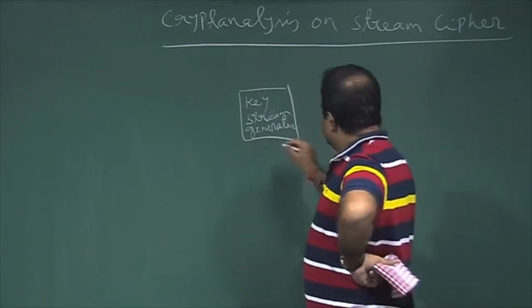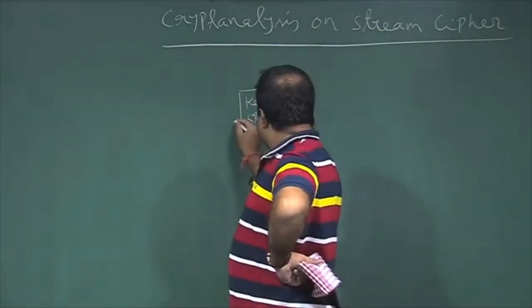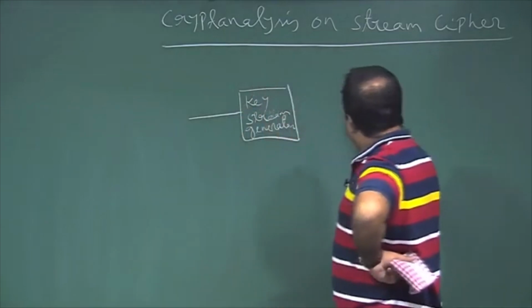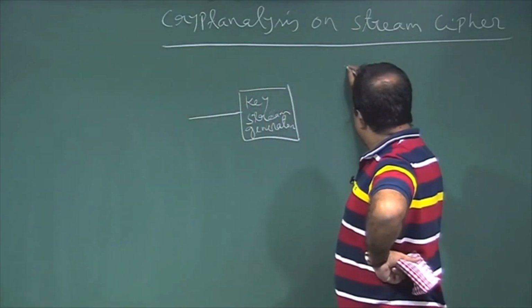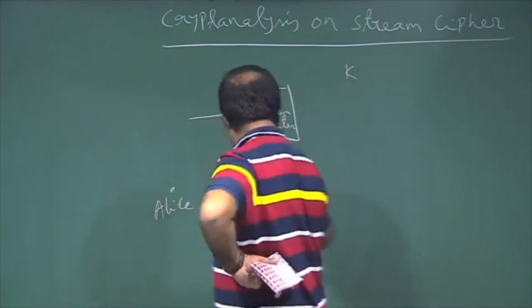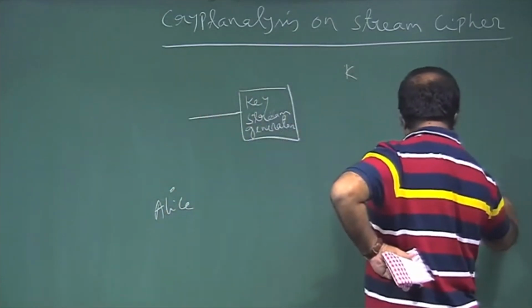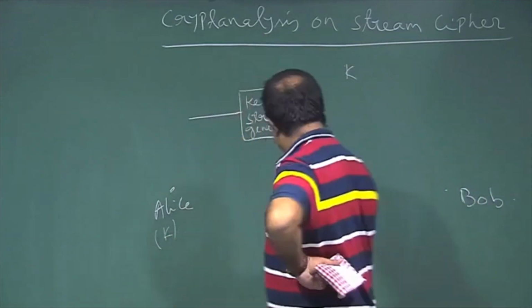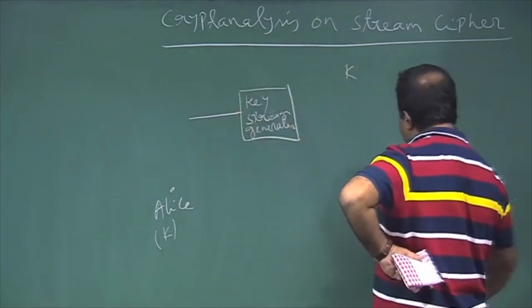It is initialized by the initial key, the secret key K, which is shared between Alice and Bob. So we have two parties, Alice and Bob. They have a common key. This is symmetric key encryption. They have a common key K, which is some bits.